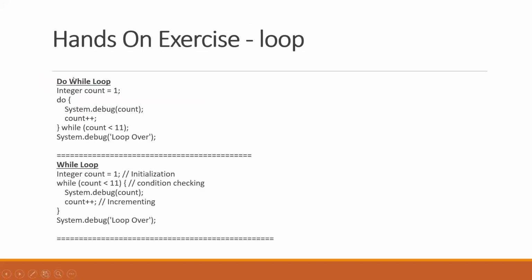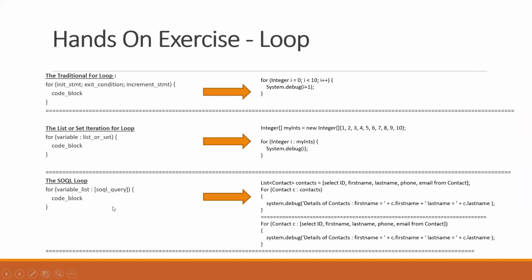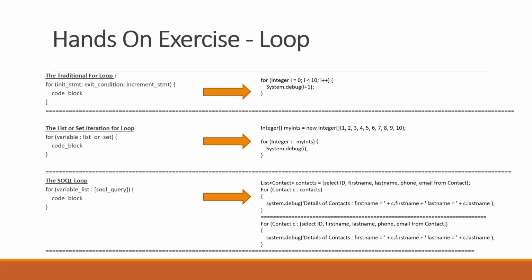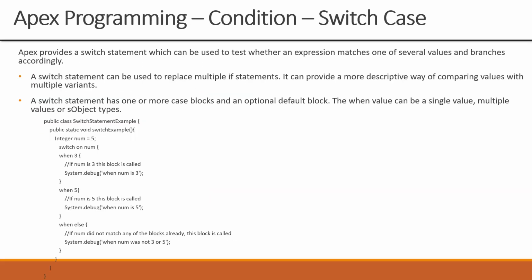Each example also, do while loop, and then for loop. For loop also we have 3 types: the traditional for loop, the list and set iteration, and the SOQL loop. All examples we have separately, we will do them. We'll understand it one by one. Yeah, that's it for tomorrow. We will study statements, conditions, and loops tomorrow.